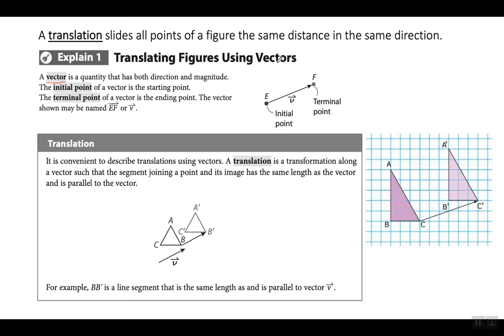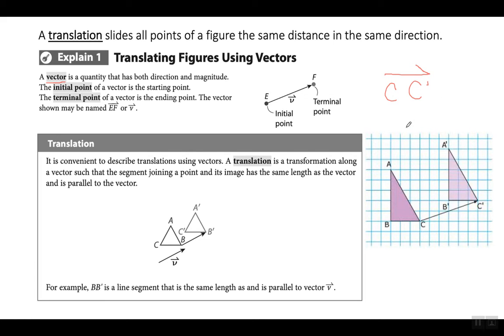Now before we go into our first example, I just want to go over how you would write a vector. To write a vector, the symbol is this. That's the symbol, and on the bottom you would write 2 points, the initial point of the vector and the terminal point of the vector. So in this example here it would be vector EF, whereas in this example right here it would be vector CC prime.